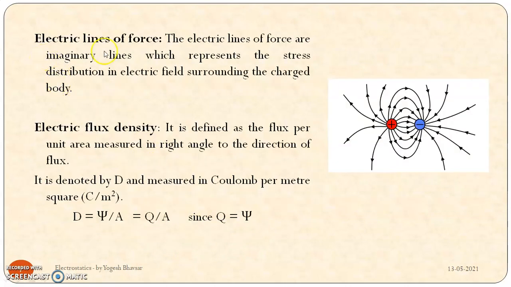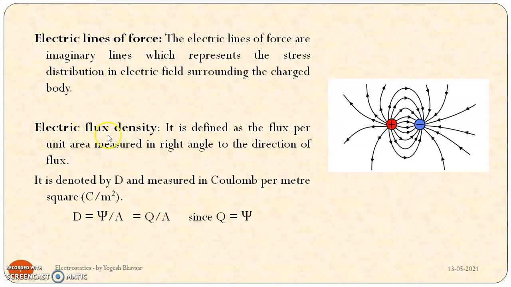The next term is the electric line of force. Electric lines of force are imaginary lines which represent the stress distribution in the electric field surrounding the charged body. Electric lines of force are liberated from a unit positive charge towards a negative charge. This is like the magnetic line of force, which always liberates from the north pole and goes toward the south pole, completing its path through the surroundings. Similarly here, the electric line of force will travel from the positive towards the negative charge. So this is called the electric line of force.